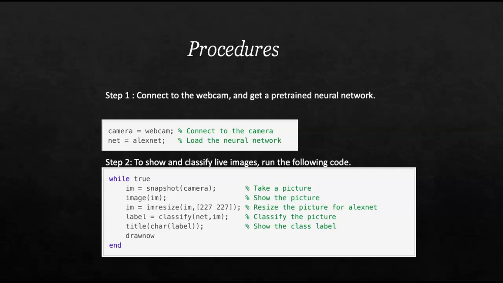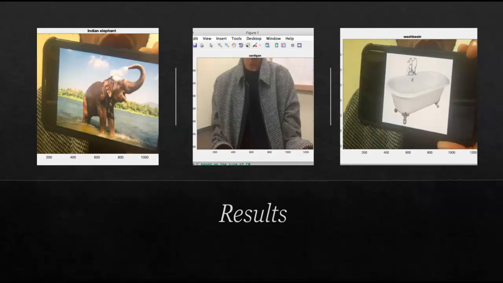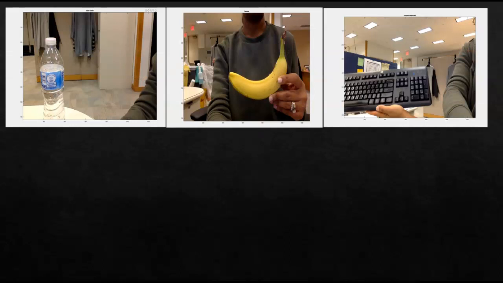I'm going to show you a few pictures of what we were able to get when we used AlexNet, and then I'm going to show a few other things. When Colin ran his, he was able to have AlexNet understand that the first picture was an elephant. The next picture was of his cardigan, and it was able to detect that. The last picture was a wash basin, which is also called a bathtub. When I did mine, I was able to have AlexNet recognize a water bottle, a banana, and my keyboard at work.